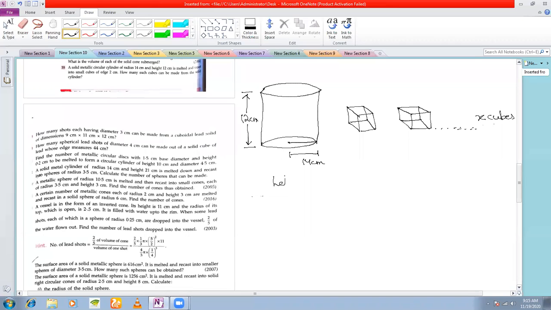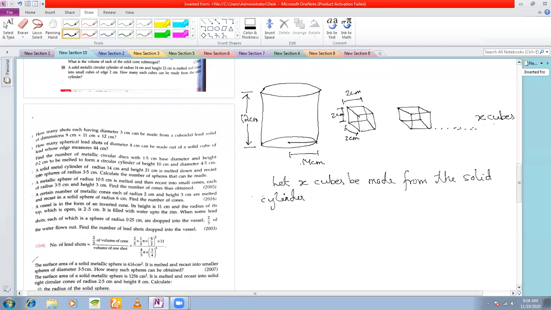I say let the number of cubes that can be recast. What is the language that you use here? Made. Let X cubes be made from the solid cylinder. Okay, now if I'm making X cubes, what is the edge of each of these cubes? It is 2 centimeters.